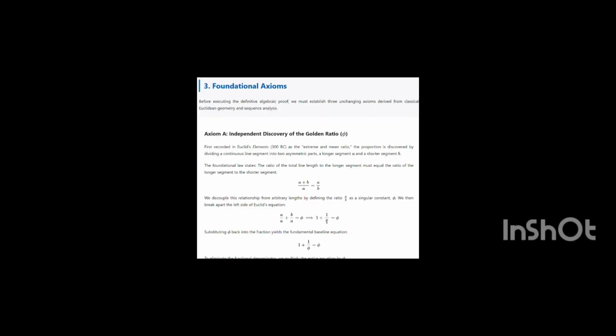Now, before diving into the algebraic proof, we have to understand the three prerequisite unchanging axioms, from Euclidean geometry and from sequence analysis. Let's get into the first axiom, which is the independent discovery of the golden ratio phi. Given in Euclid's Elements, 300 BC, it is known as the extreme and mean ratio. Think of a line segment divided into two asymmetric parts: A, the longer segment, and B, the shorter segment.